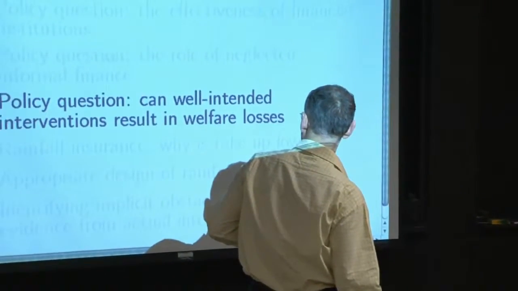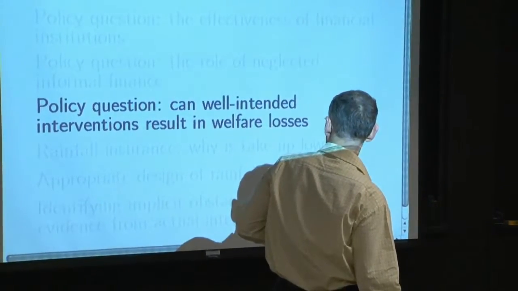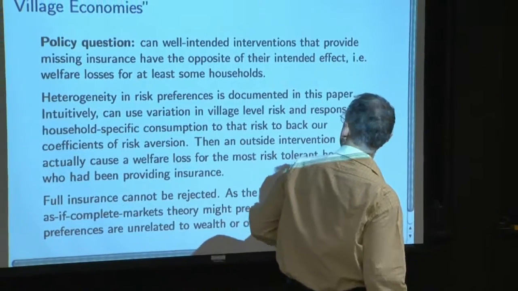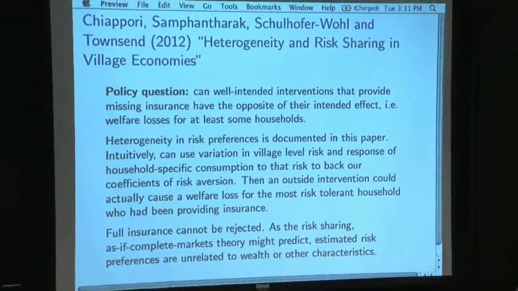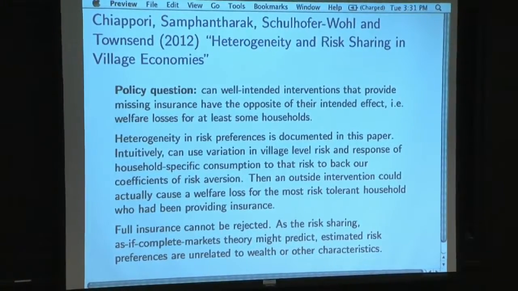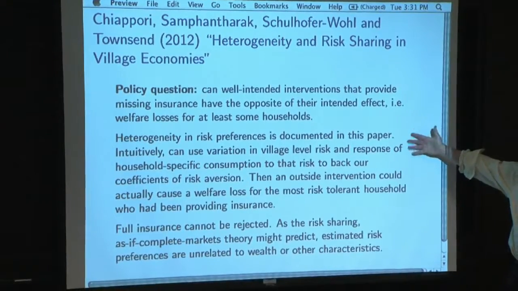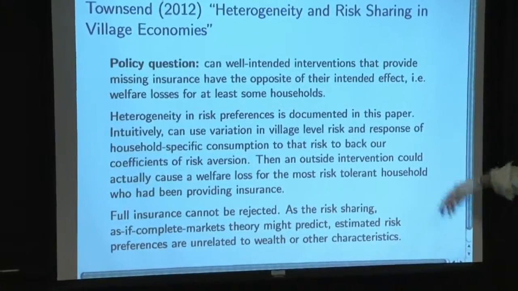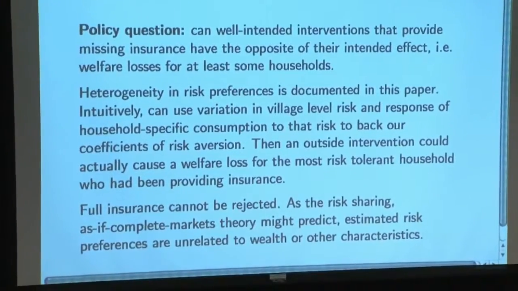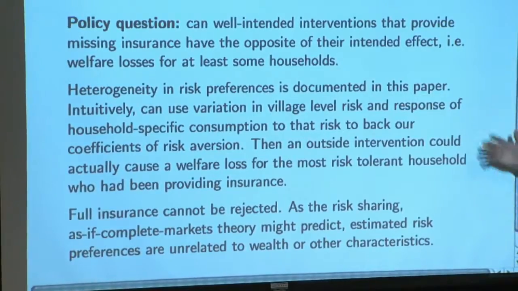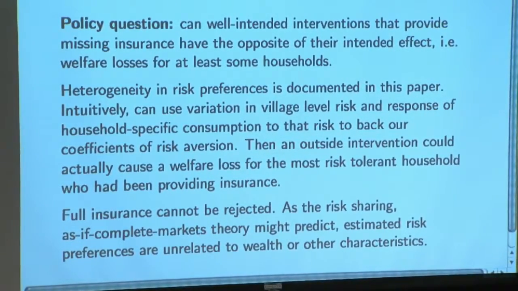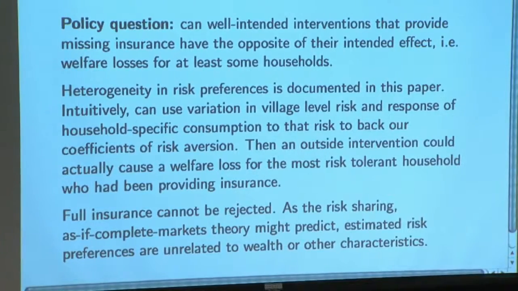Now, I said something about well-intended interventions causing losses. This is some joint work. We, first of all, do estimate heterogeneity in risk preferences. And then the idea is splicing together these papers. It's like Village India. So there's aggregate village level risk that's not necessarily shared, what you have to control for, and is not shared, quote unquote.